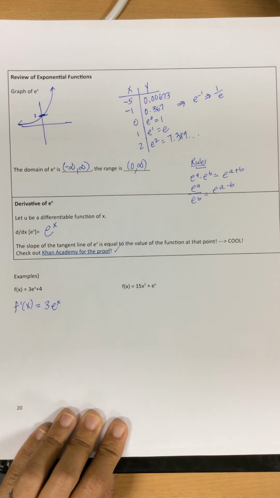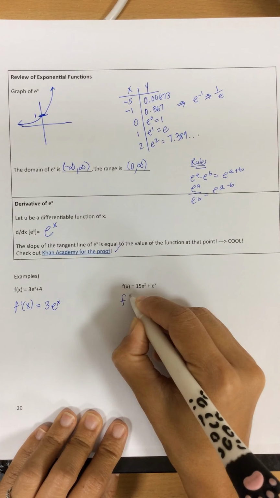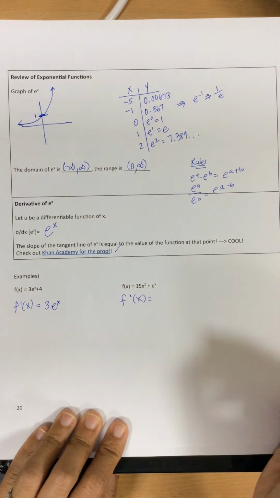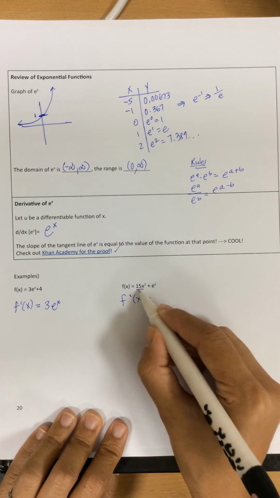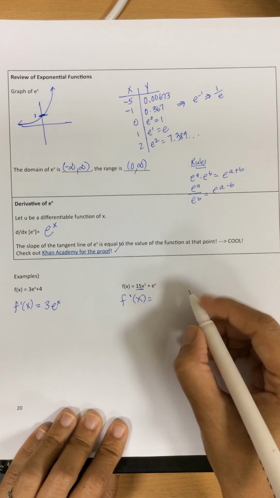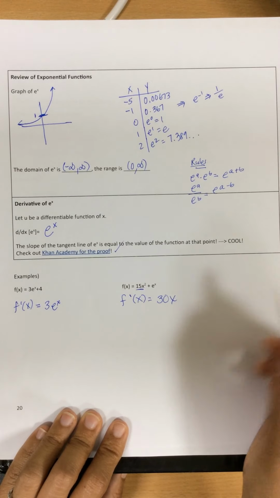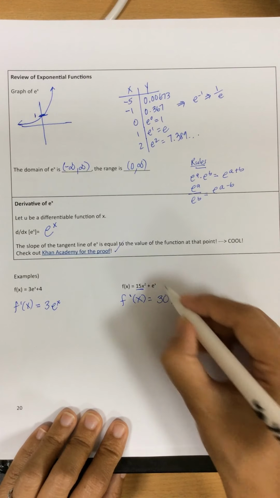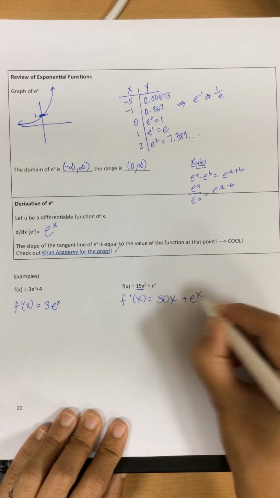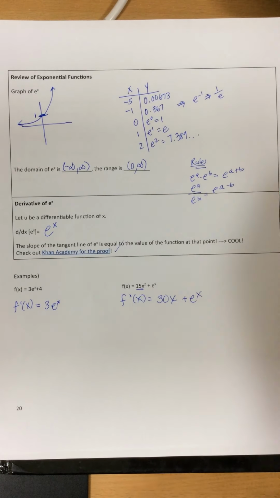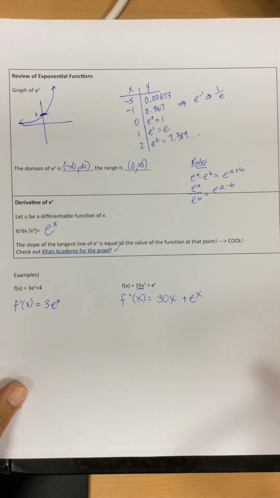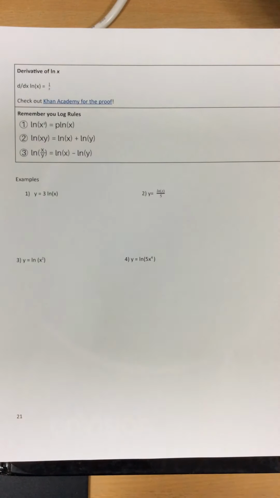All right, here, what if the function is 15x squared plus e to the x? Well, let's deal with this part first. The derivative of 15x squared is going to be 30x, right? 2 times 15 is 30, and minus 1 is just 1. Plus, what's the derivative of e to the x? E to the x. I don't think those are too hard.